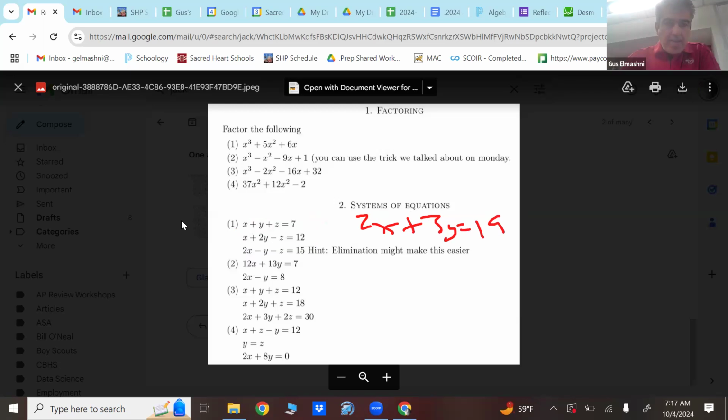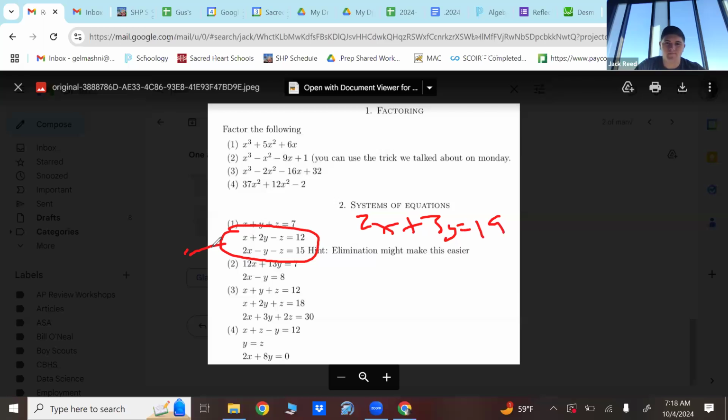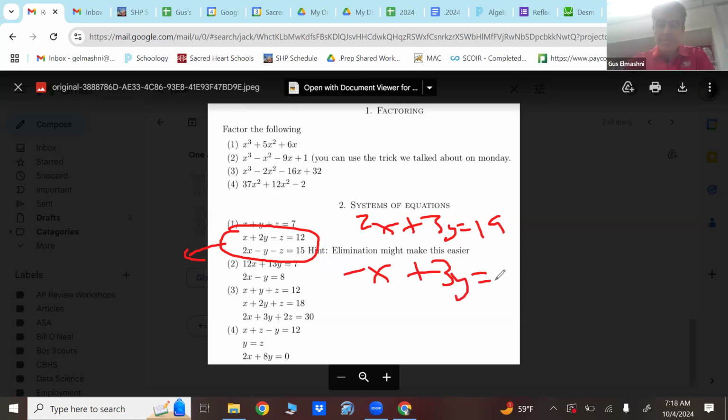Then let's subtract these two. If you subtract them, you're going to get negative x, good, keep going, negative x plus y, negative 2z, plus 3y. But the z's will cancel because they were the same sign. So now, how do you work that out?